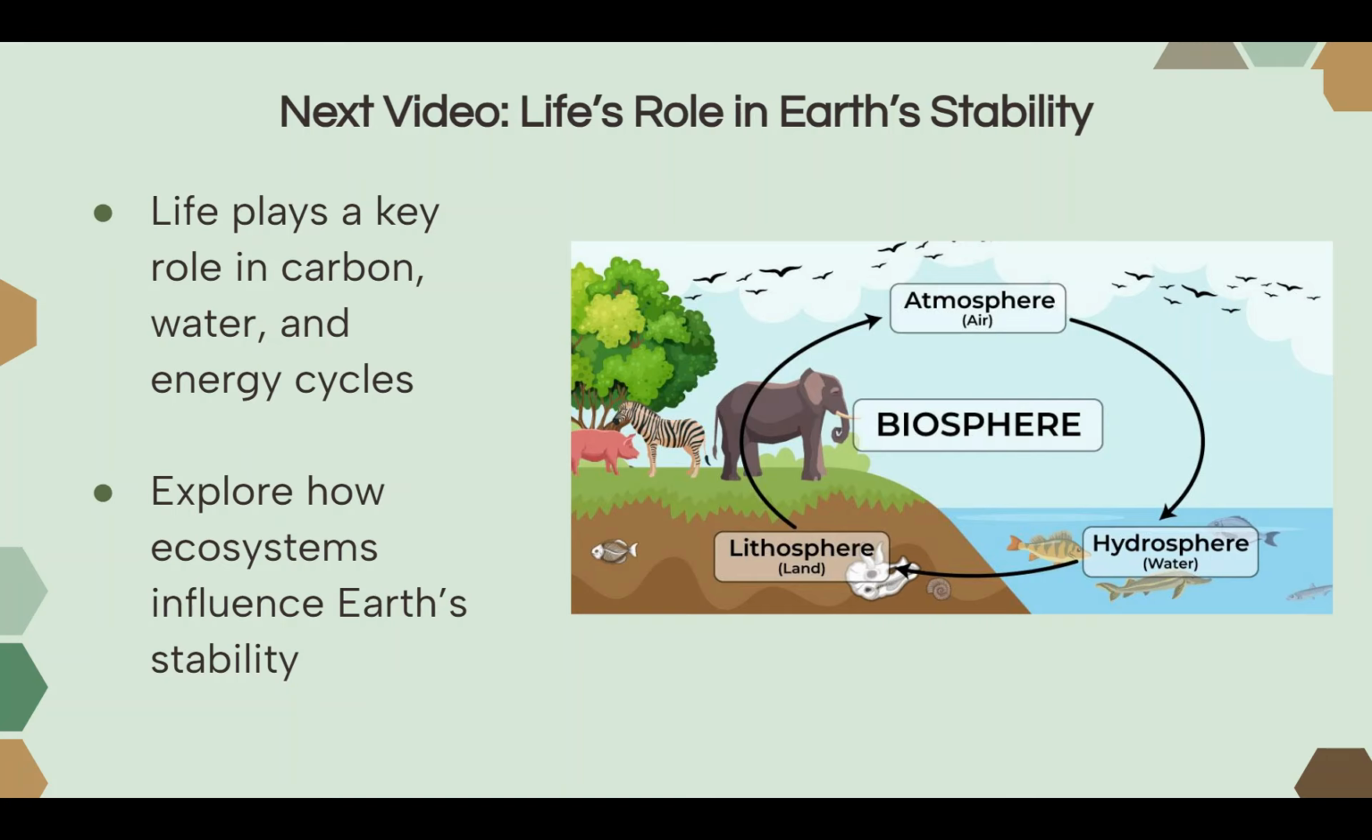So in the next video, we're going to talk about the role of life on Earth's stability. And life plays a key role in carbon, water, and energy cycles on Earth, and it's a major connection between all the other spheres that drive the Earth system. And we're going to also explore how ecosystems influence Earth's stability.